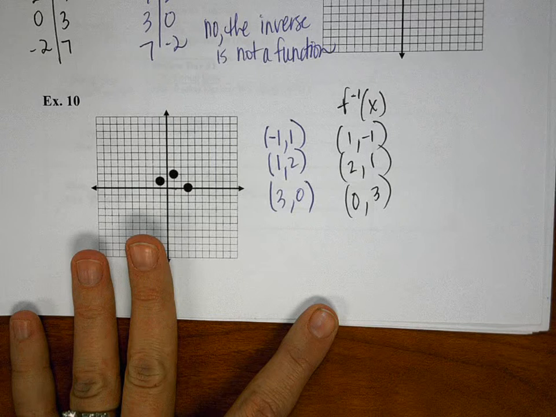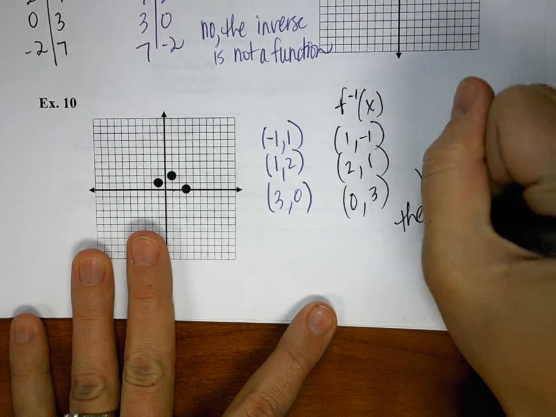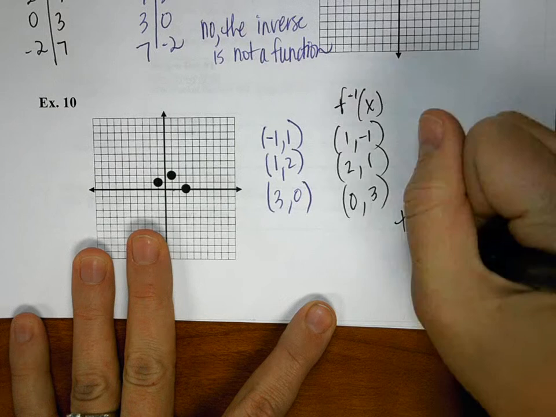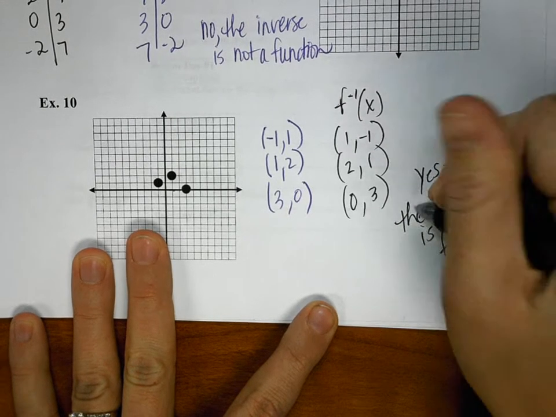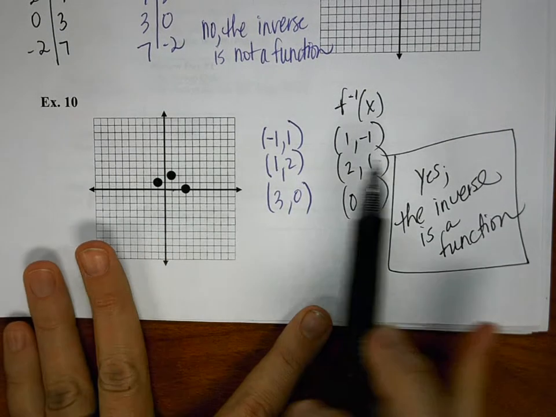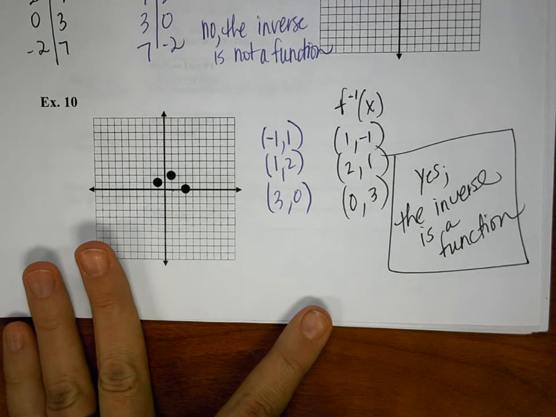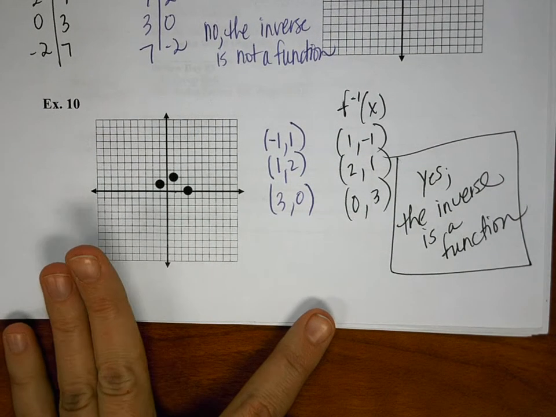Do you think this is going to be a function? Yes, the inverse is a function. If you wanted to plot those points on the graph, you would see that they would pass the vertical line test. But you know it does because none of the x's repeat. And that is the end.